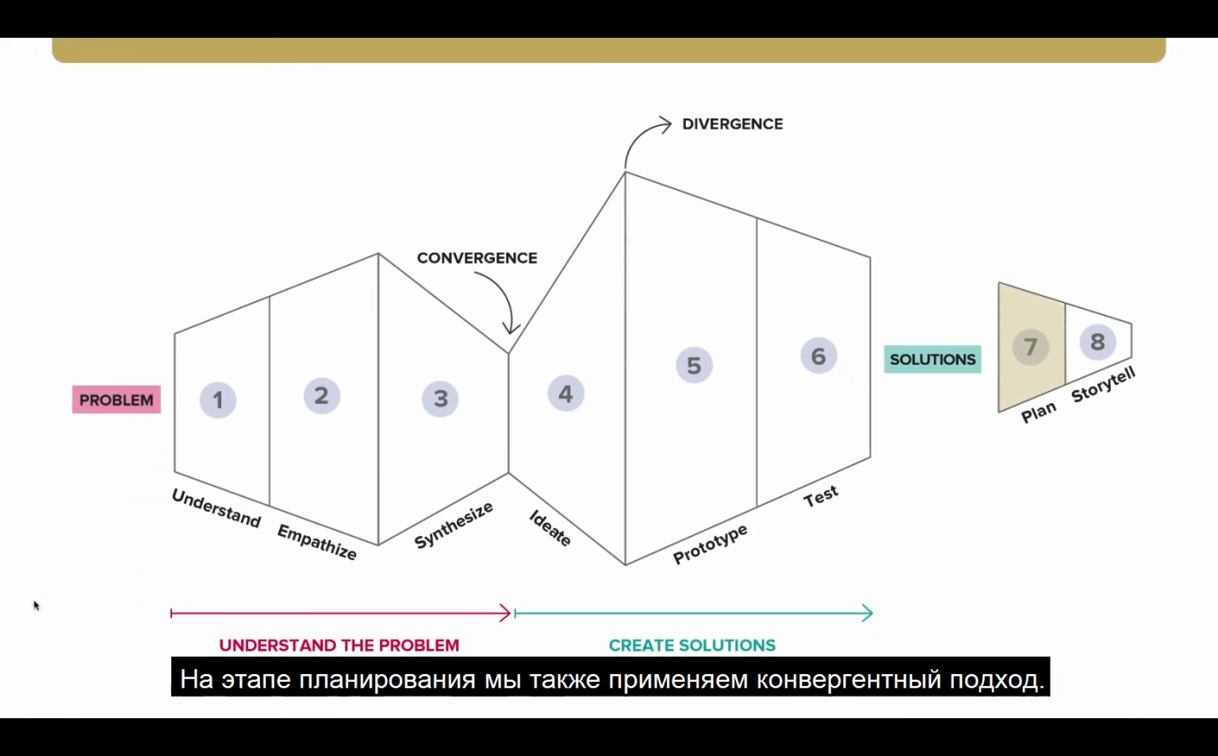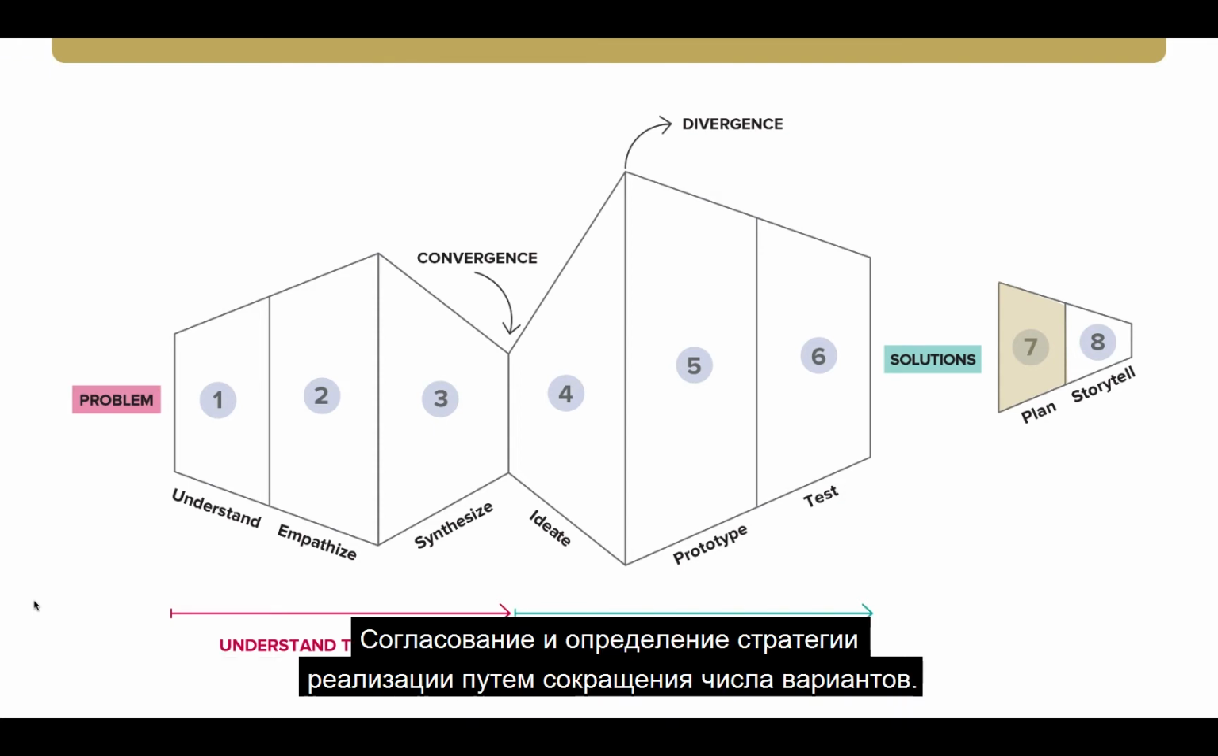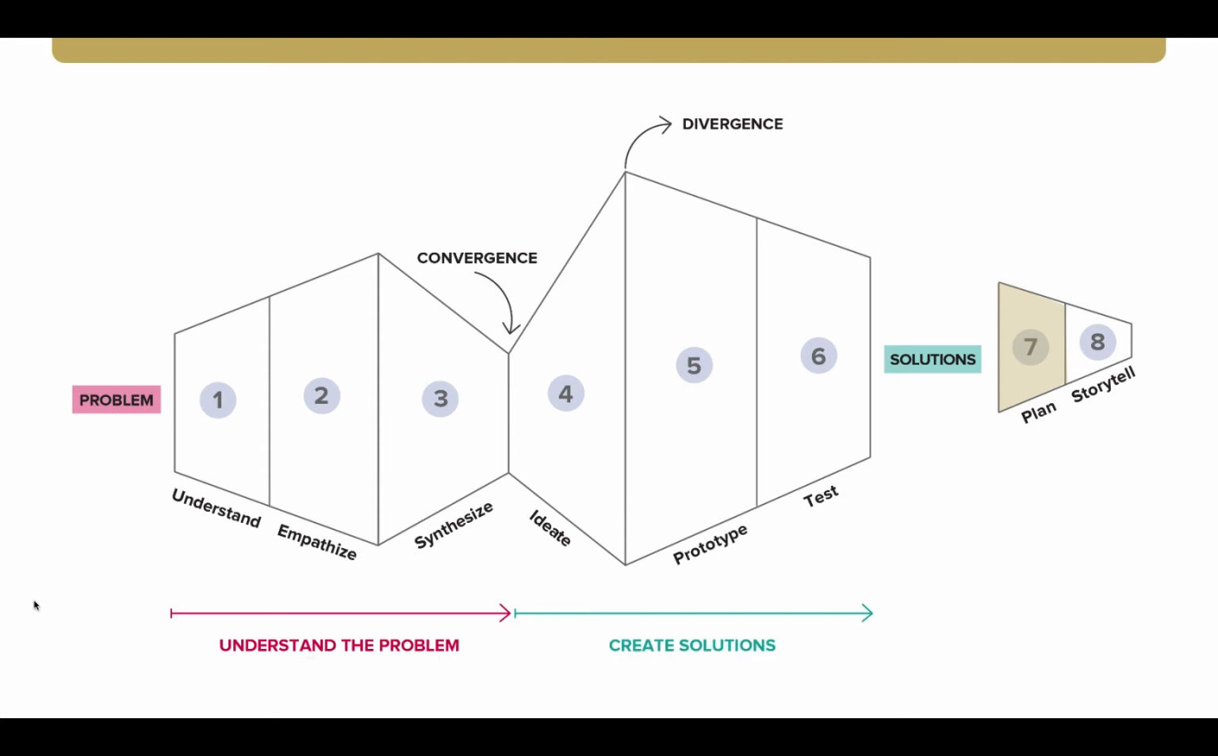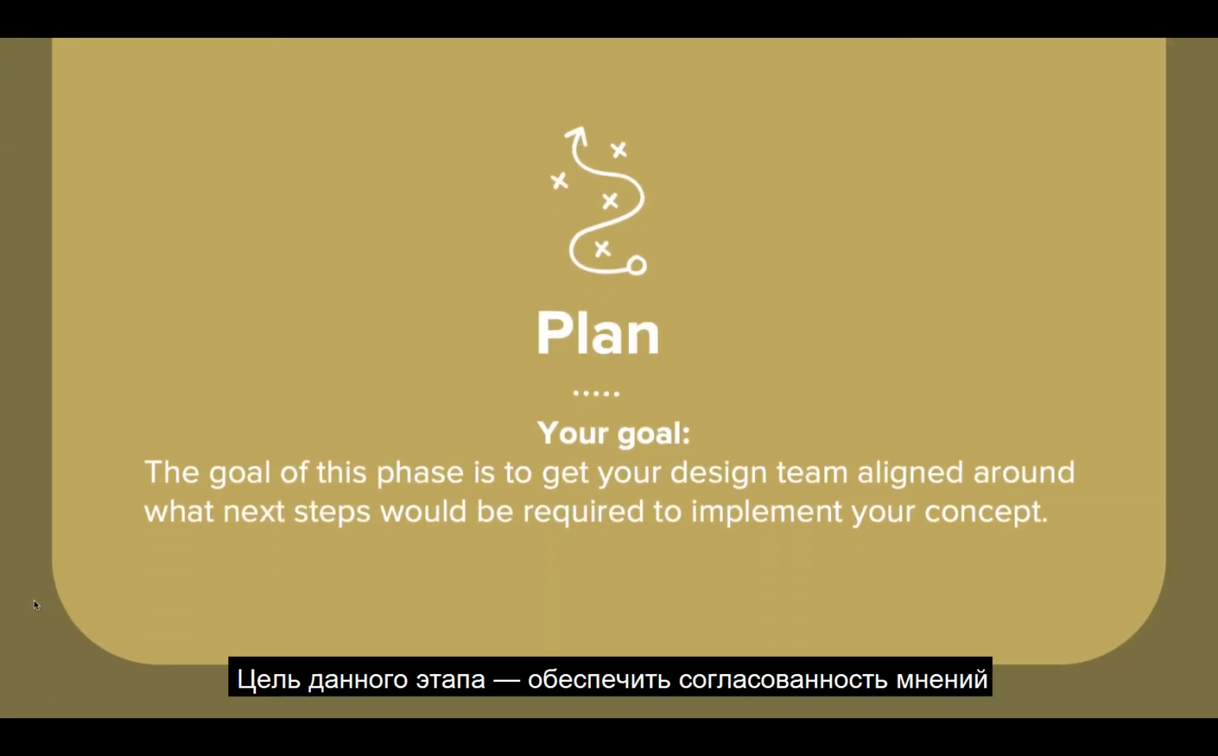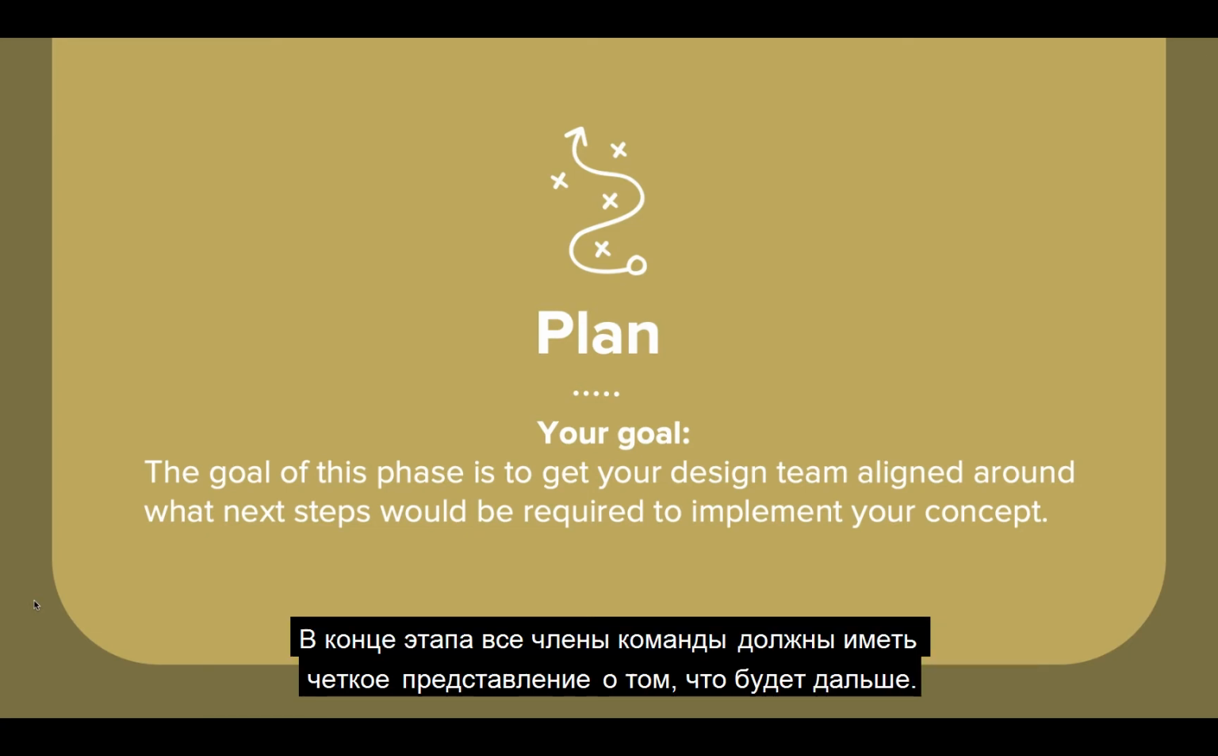In the planning phase, we keep converging. This means aligning and defining our strategy for implementation by narrowing down our options. The goal of this phase is to get your design team aligned around what next steps would be required to implement your concept. At the end of this phase, all team members should be clear on what needs to happen next.